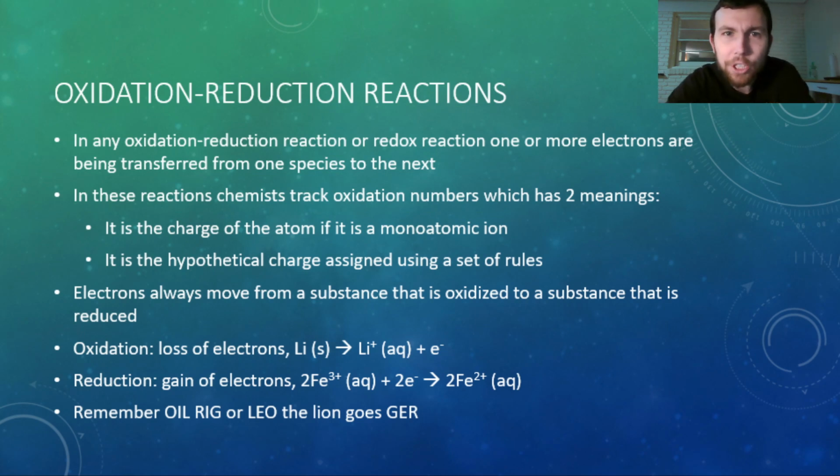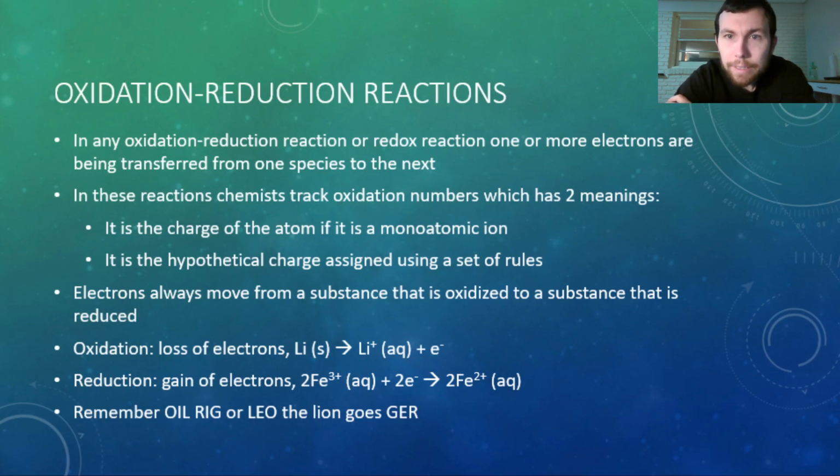Okay, so oxidation reduction reactions. An oxidation reduction reaction, or redox reaction, is where one or more electrons are being transferred from one species or one substance to another. Okay, and if you remember when we talk about chemical reactions, it generally boils down to precipitate being formed, gas being produced, energy being transferred or changed, and electrons moving. And so this is focusing in on those electrons moving.